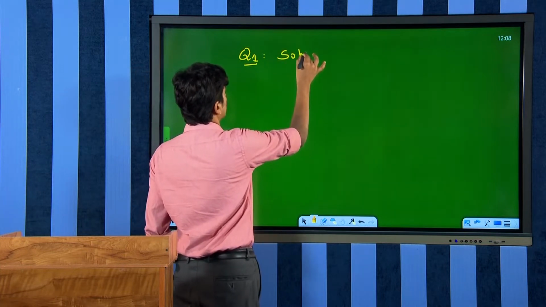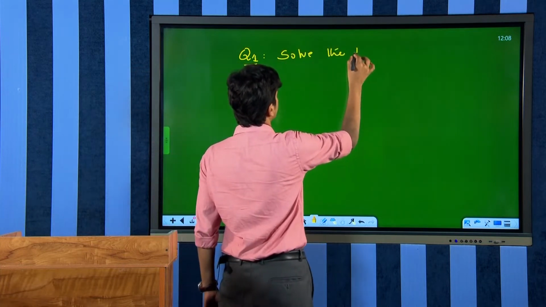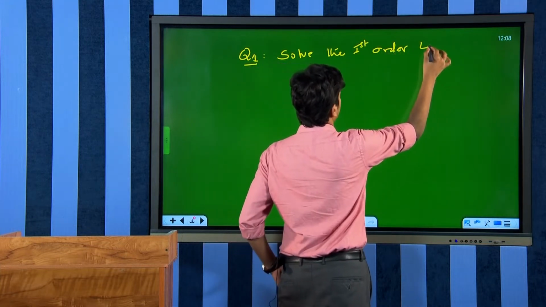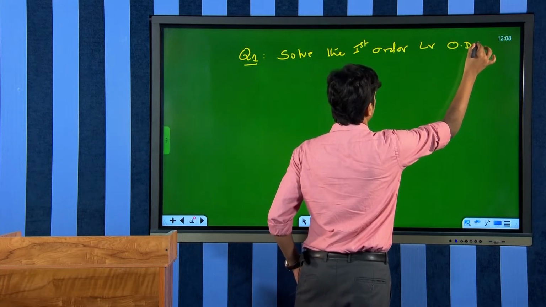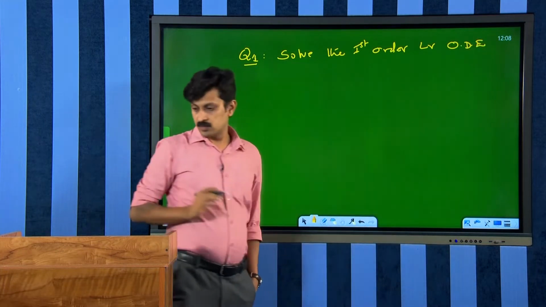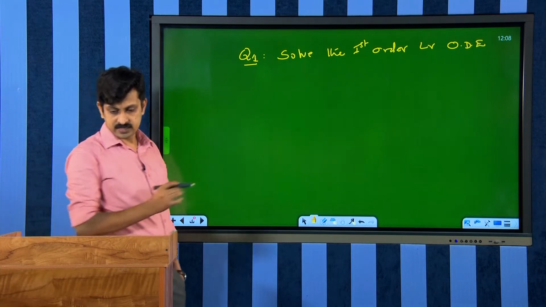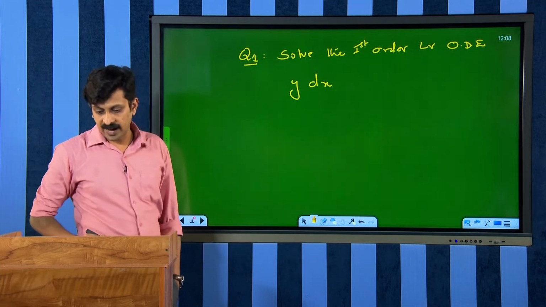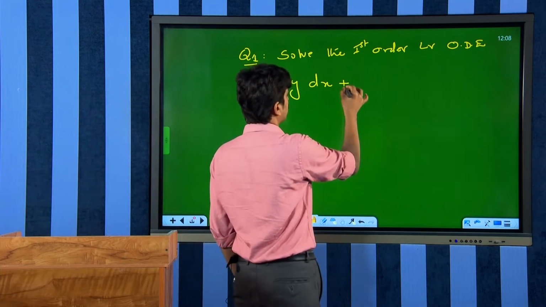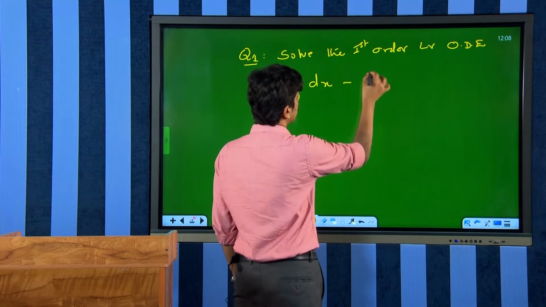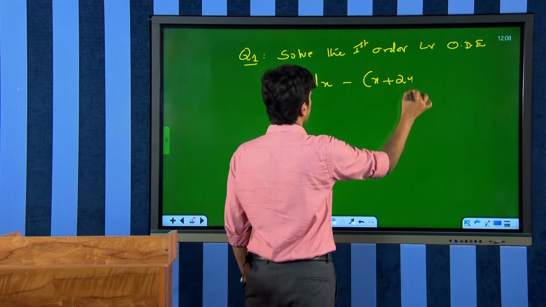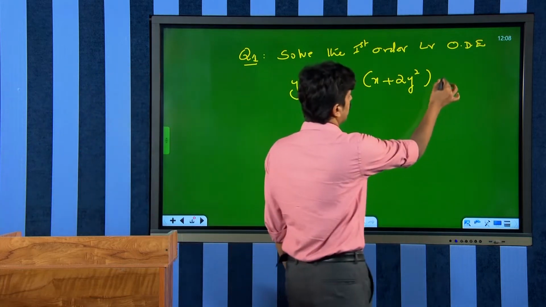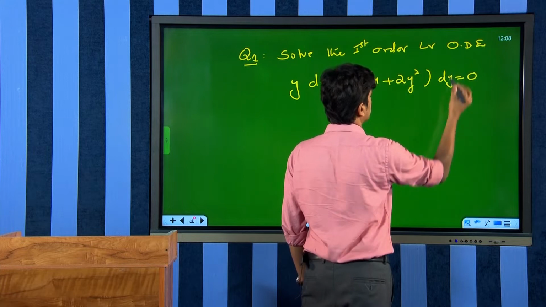Solve the first order linear ODE: y dx minus (x plus 2y square) dy is equal to 0.